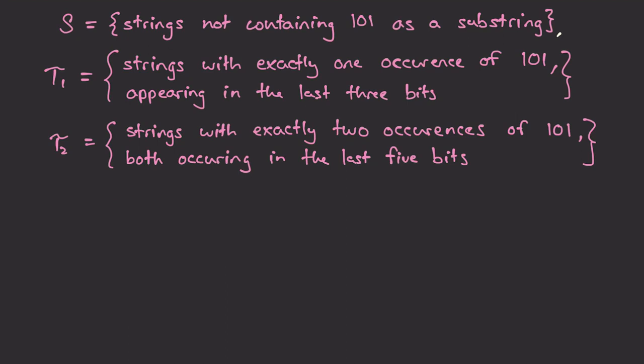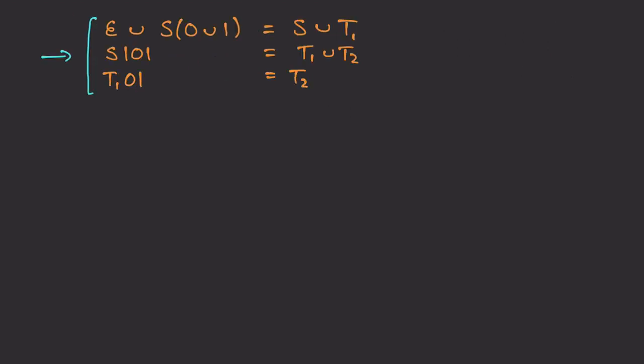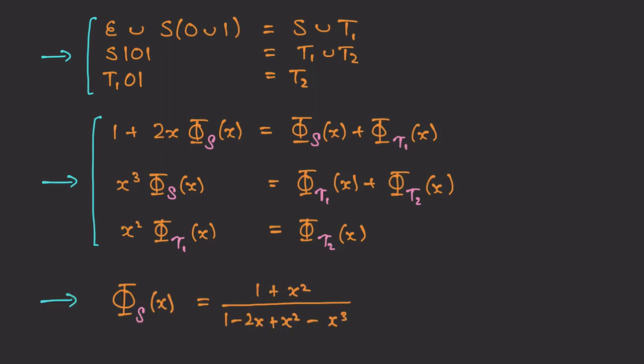Here are the 3 recursive decompositions that relate these 3 sets. I'll leave it to you to verify that they actually describe these 3 sets and that they're unambiguous. Here is the working for how you turn these 3 relationships into equations and then solve them to find the generating series for S. Like the last example, the easiest way to solve these equations is just substitution repeatedly.